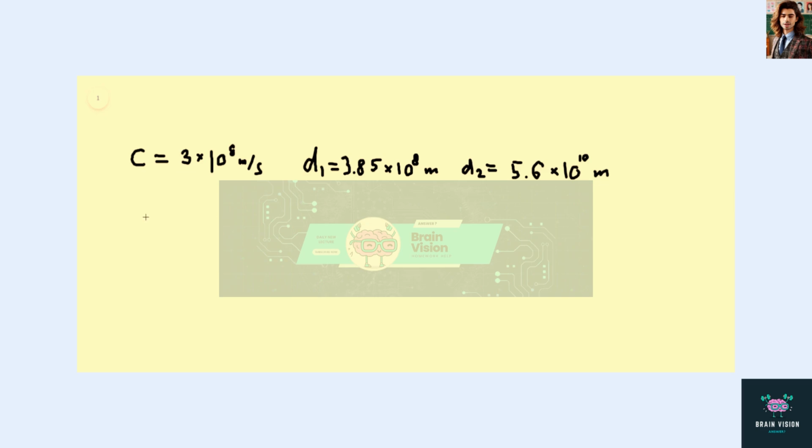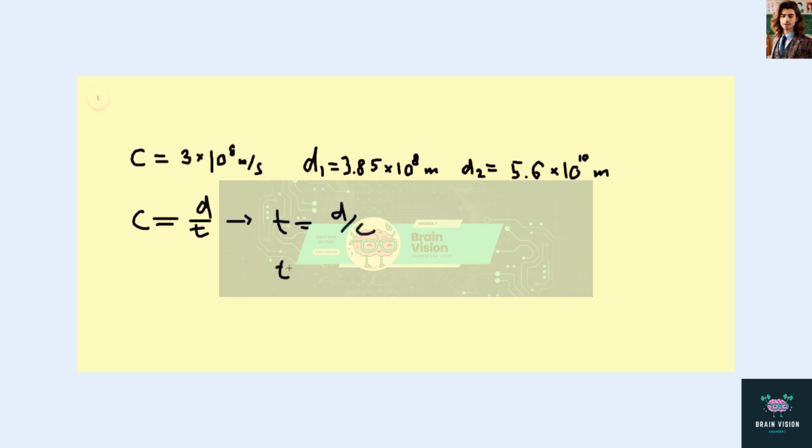So we know that the speed of light is a speed, which means it is equivalent to the distance traveled by the radiation over the time it takes for the radiation to travel that distance. Since we want to find the time, we rearrange this for t. This gives us that t is equal to d over c. All we have to do for this problem is plug in d1 and d2.